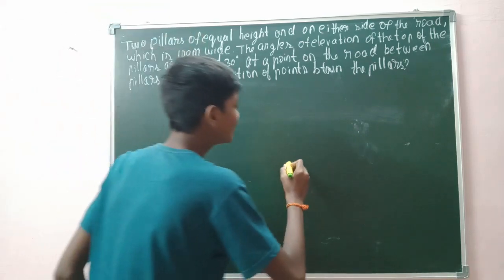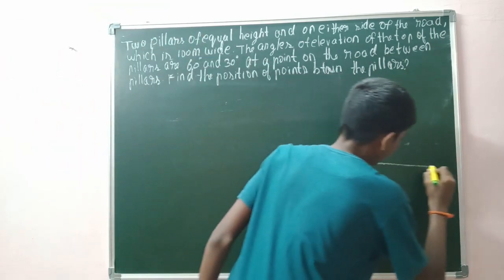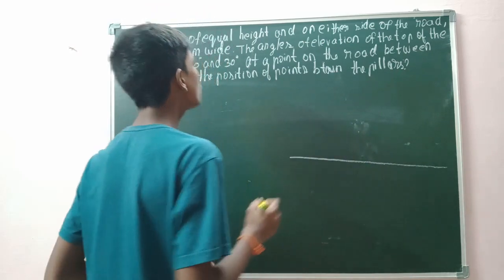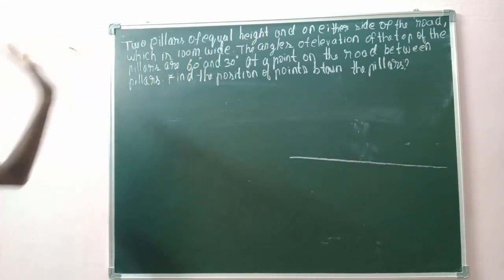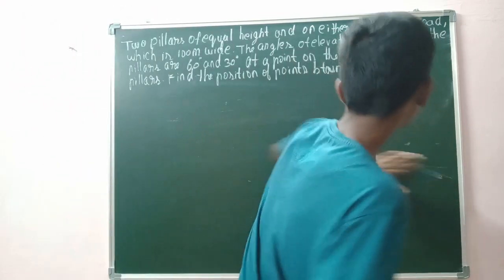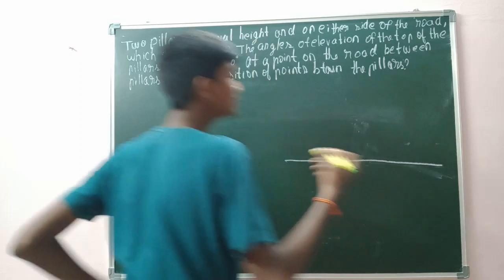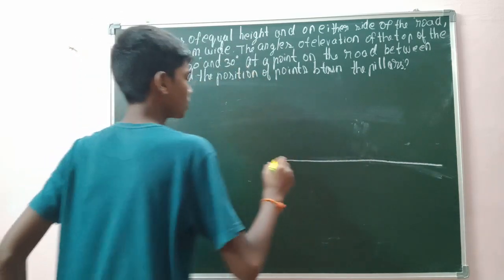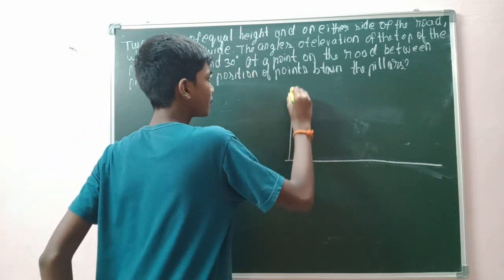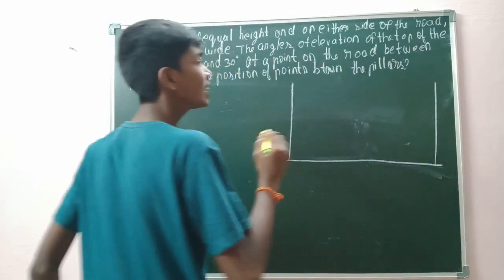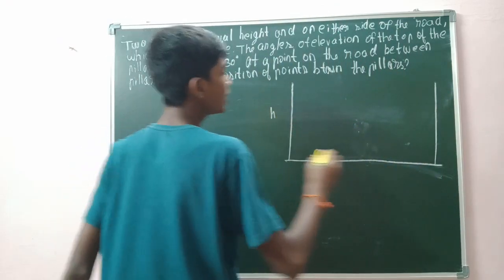So let me say this is the road, okay? Now there are two pillars of equal height on either side of the road. So I said that this is the road, correct or not? On either side there are two pillars. So let me say this is one pillar, and this is the other pillar, and the two pillars are of equal height. So let the height of each pillar be h.